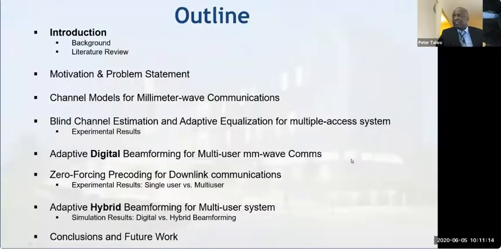This is my outline. I'm going to start with an introduction, which consists of the background, literature review, and I'm going to state the motivation and problem statement. Then I'll be describing channel models for millimeter wave communications, blind channel estimation, and adaptive equalization for multiple access systems. Then I'll describe the design of the adaptive beamformer for multi-user millimeter wave communication, the zero forcing precoder for downlink communication, and the adaptive hybrid beamforming. Then I'll state my conclusions and propose future work.